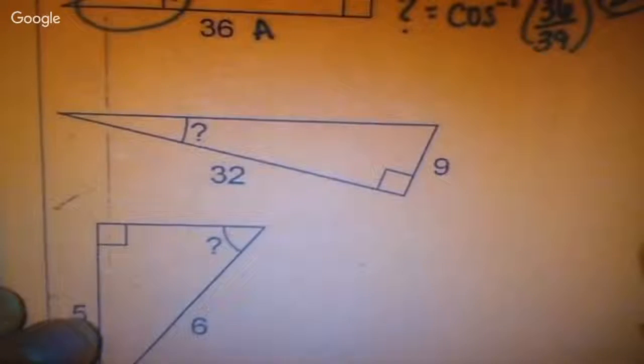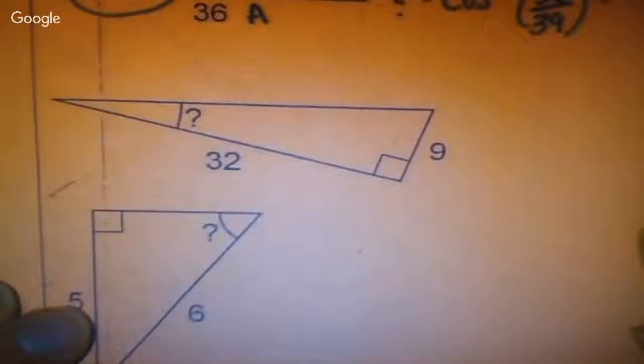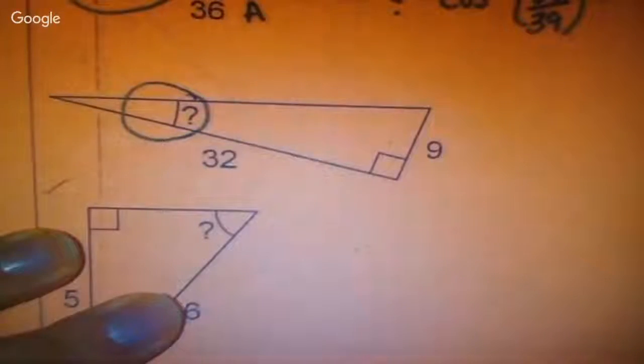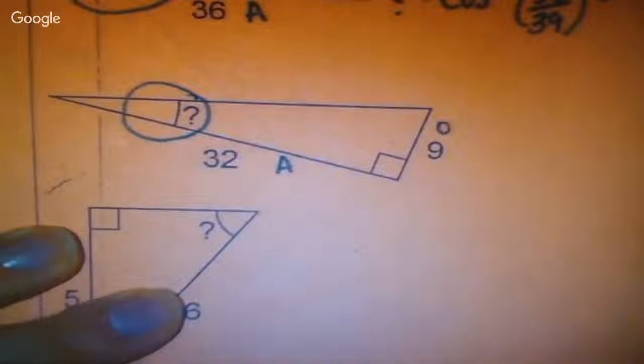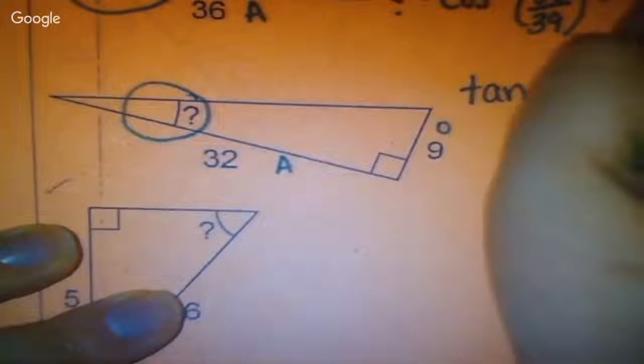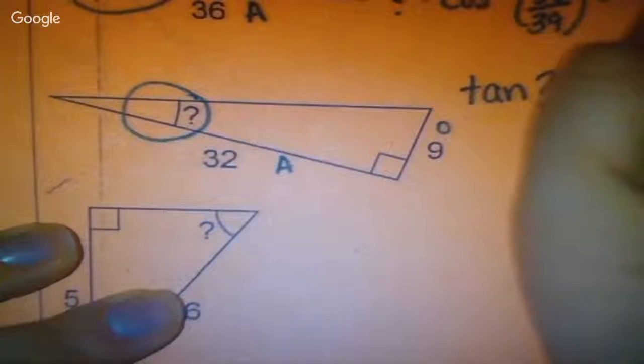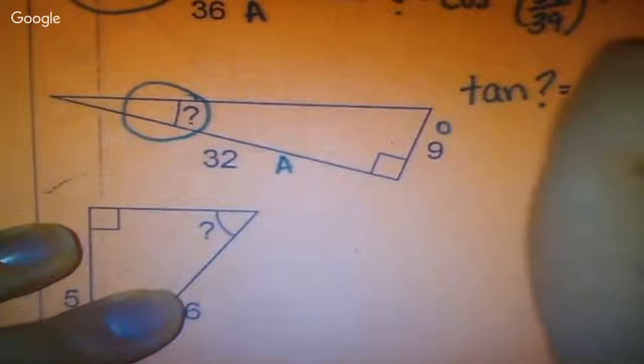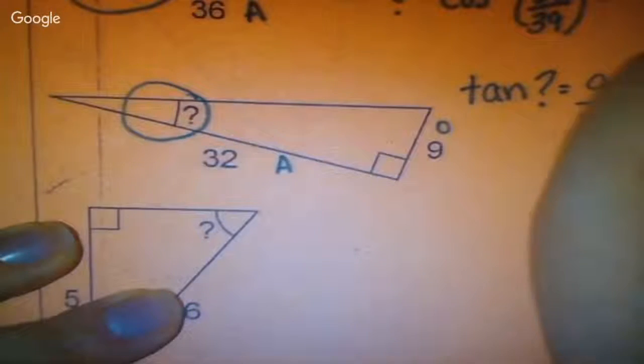You don't have a hypotenuse on this one. So Lolly says I don't have the hypotenuse on this one. We've got opposite and adjacent. Which one's which? 9 is your opposite. 32 is your adjacent. Perfect. So we're using tangent. Tangent of my angle equals 9 over 32. 9 over 32.